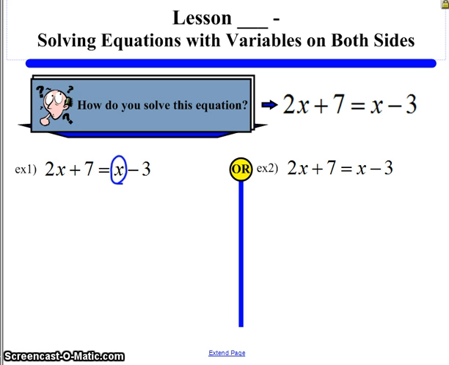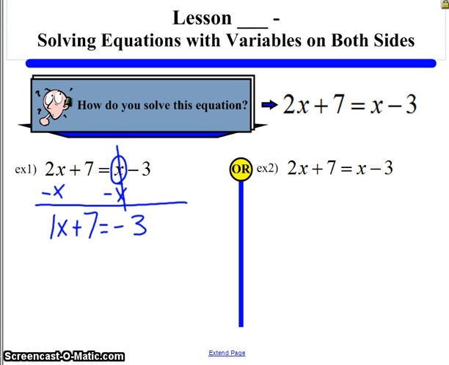1x to the other side is by subtracting it from both sides of the equal sign. X minus x on the right is going to cancel out, and we're left with a negative 3. On the left-hand side, I can combine my 2x minus 1x to get a 1x, and the plus 7 is still there as well.